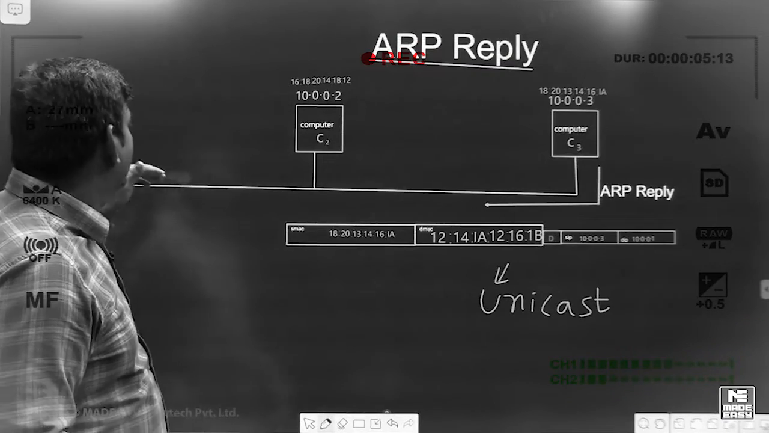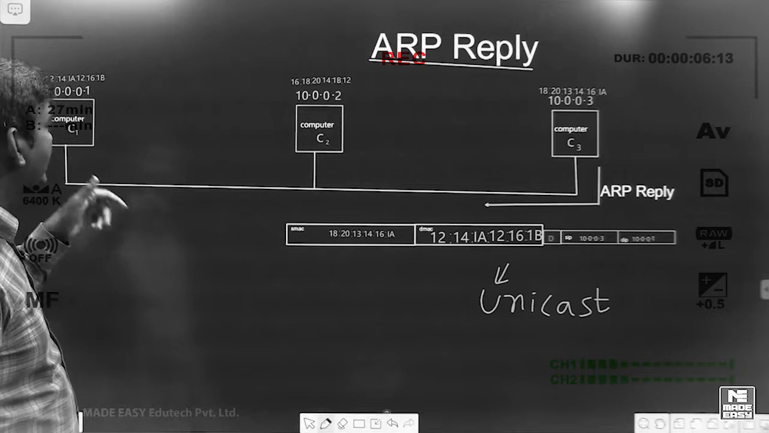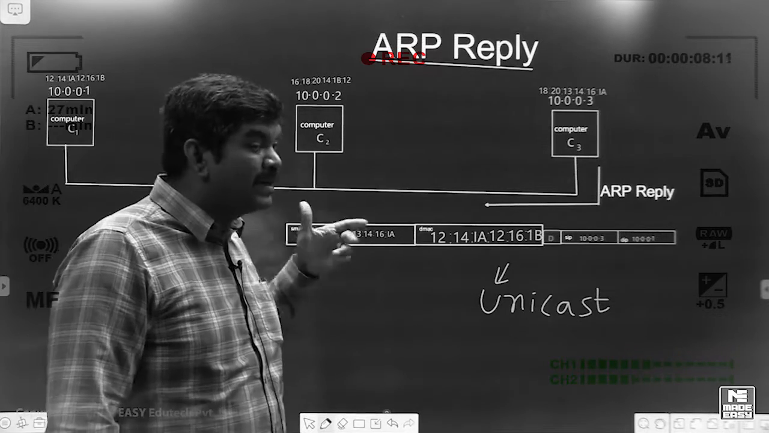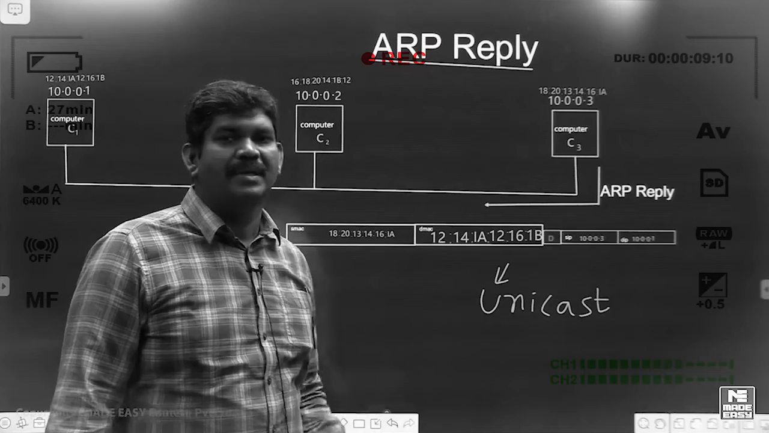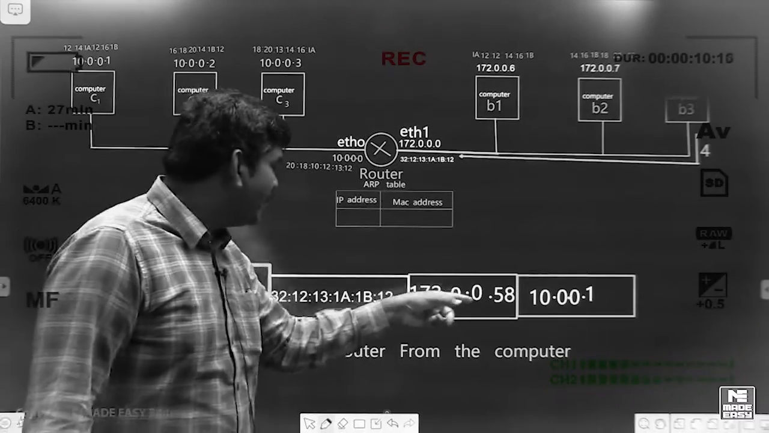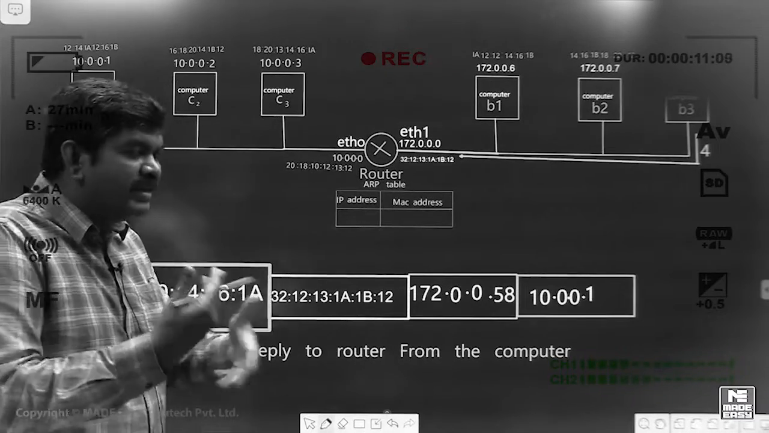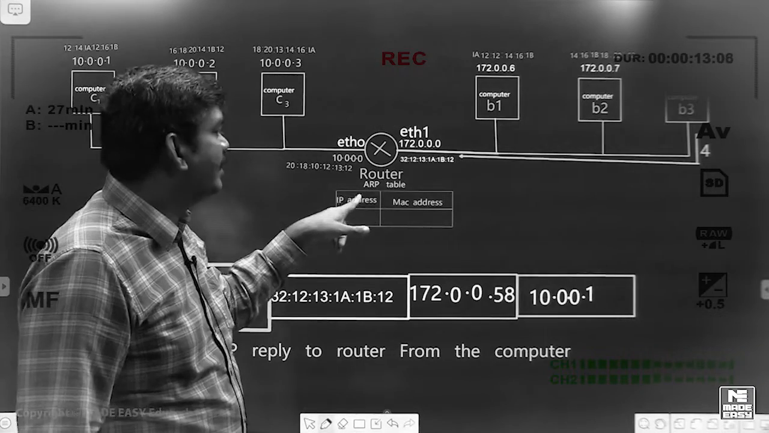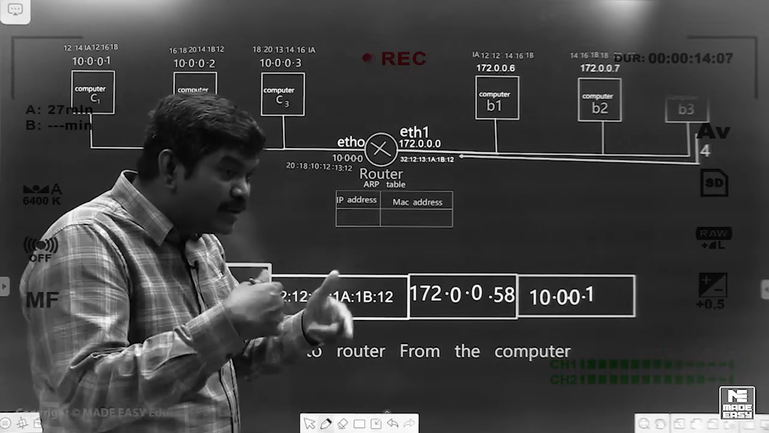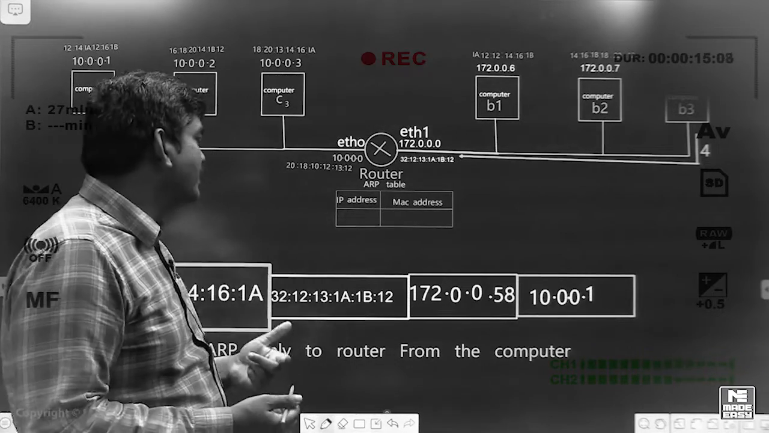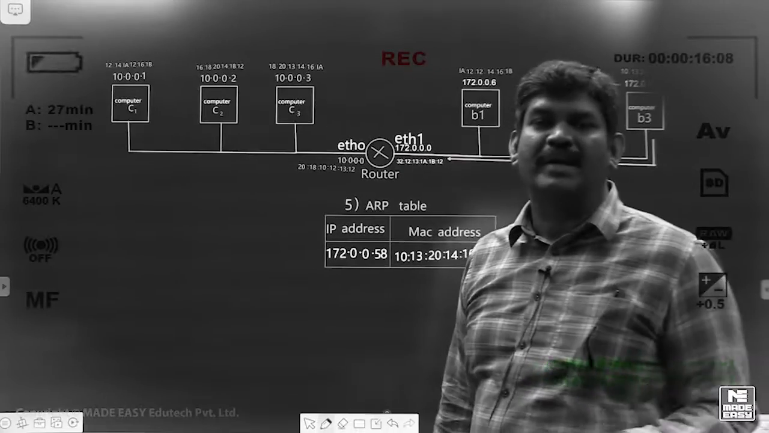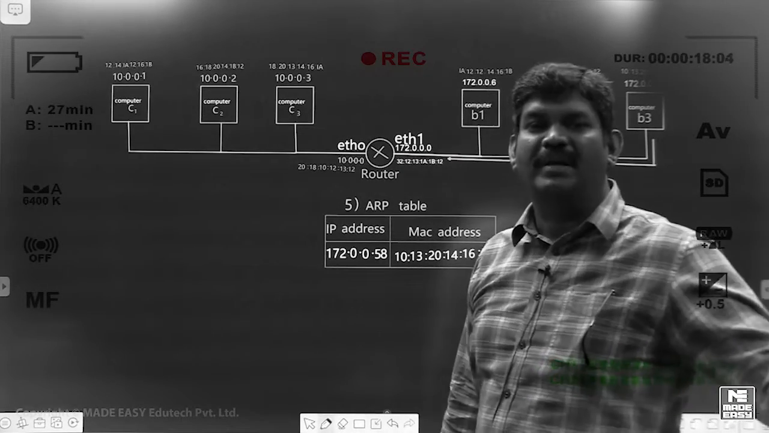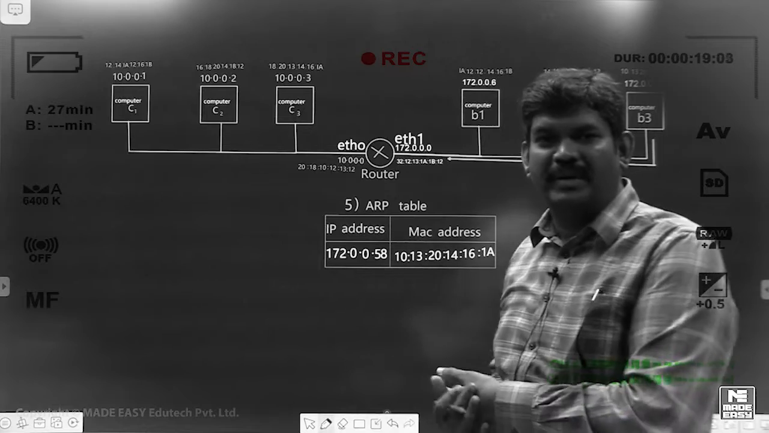Now once you know the IP as well as the MAC, then from that point onwards, this computer C1 can transmit the data packets to that computer C3, we can say. So once you get a reply, then what would be the fifth step? Previously this outer ARP table, the address resolution table, is empty. Now it is going to update. How is it going to update? Now you understand. If you want to know the MAC address of any computer which is on the other network, this is the procedure.